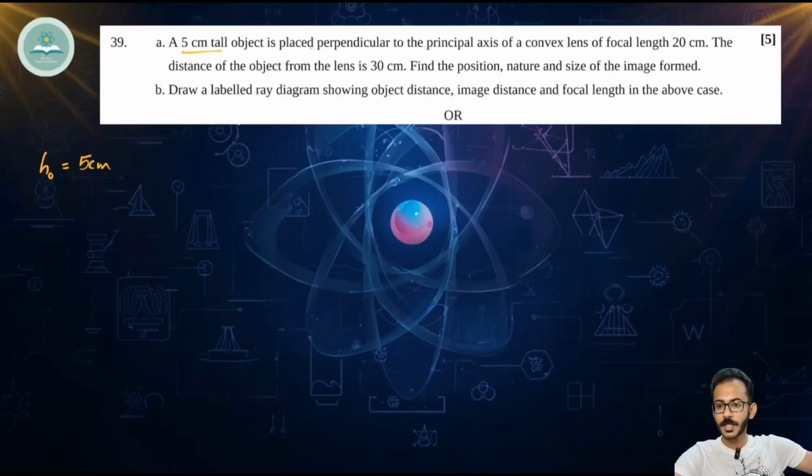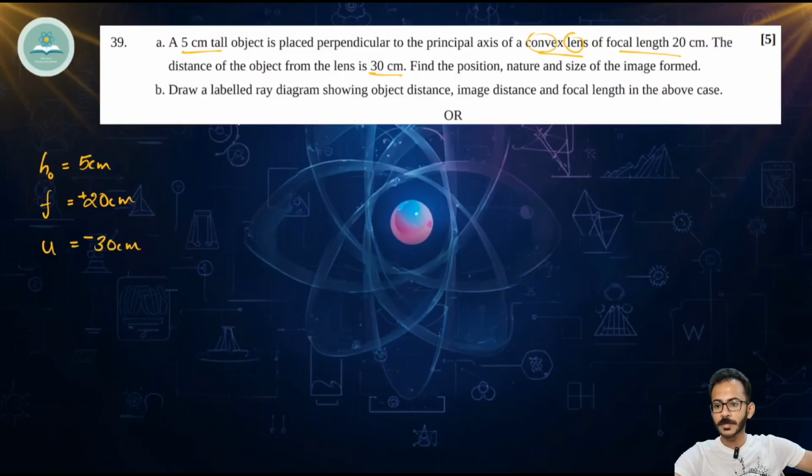An object of height 5 centimeter is placed perpendicular to the principal axis of a convex lens. So, this is the lens and it is convex, of focal length 20 centimeter. Since it is convex, the focal length will be positive. The distance of the object from the lens is 30 centimeter. So, object distance is given as 30 centimeter.